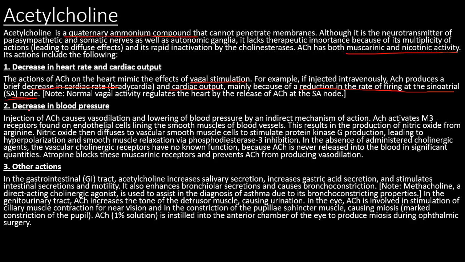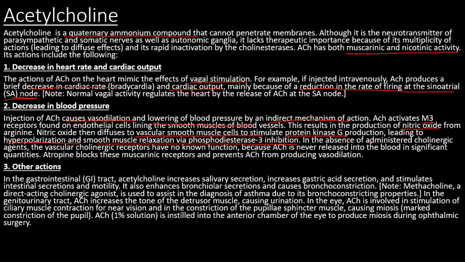Now, it also decreases blood pressure in that it causes vasodilation and lowers blood pressure by an indirect mechanism. When it binds to the M3 receptors on the endothelial cells, it will cause release of nitric oxide from those cells, and this nitric oxide diffuses to the vascular smooth muscles and stimulates protein kinase G, which leads to hyperpolarization and smooth muscle relaxation via phosphodiesterase 3 inhibition.